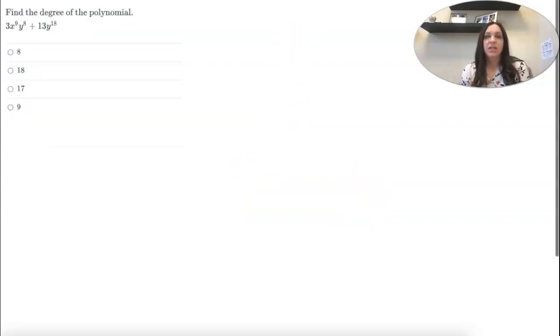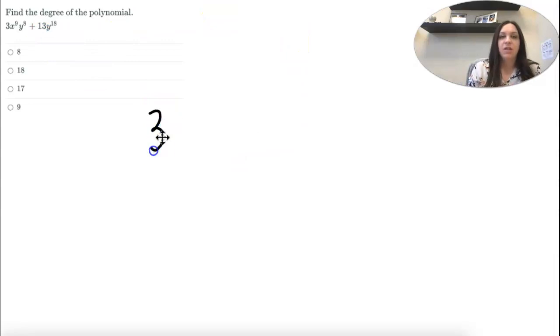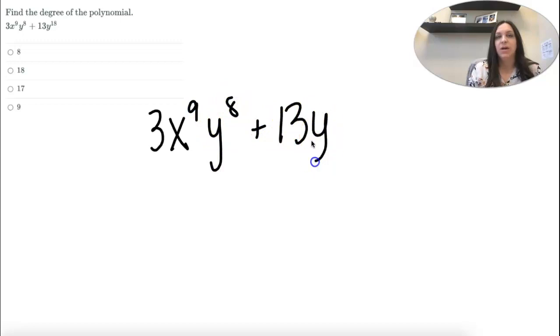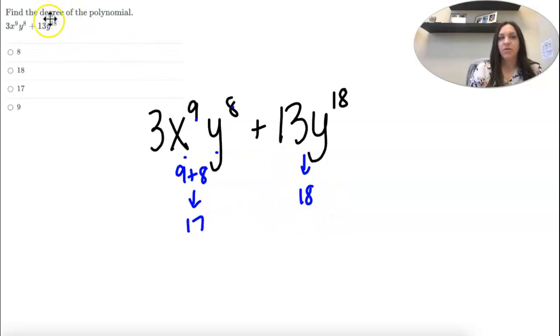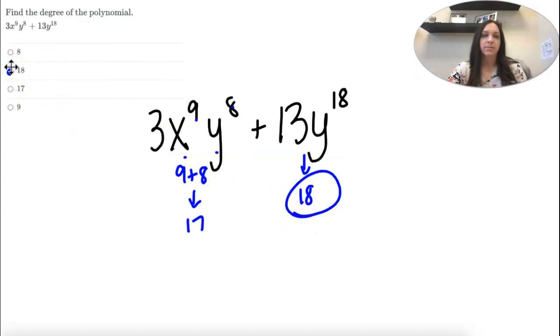Okay, so this first one that I skipped, let's go back to it. I have 3x to the 9th, y to the 8th, plus 13y to the 18th. So to find the degree when there's two variables, x and y, we add them. So 9 plus 8 is 17. And then of this term, it's just 18. So you take the bigger number for the whole degree of the polynomial. So it's 18. So those questions go pretty fast.